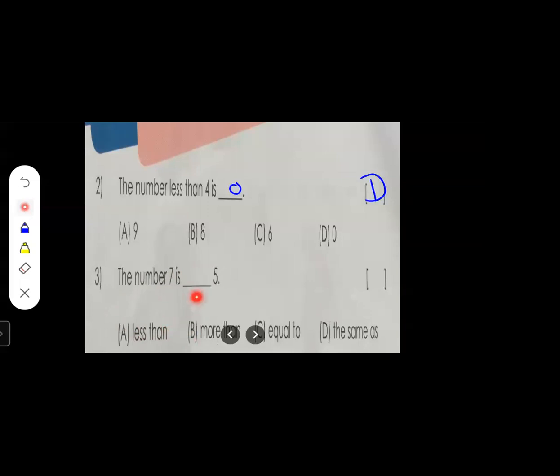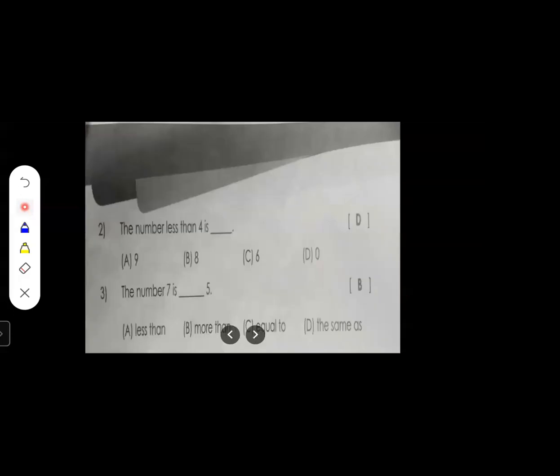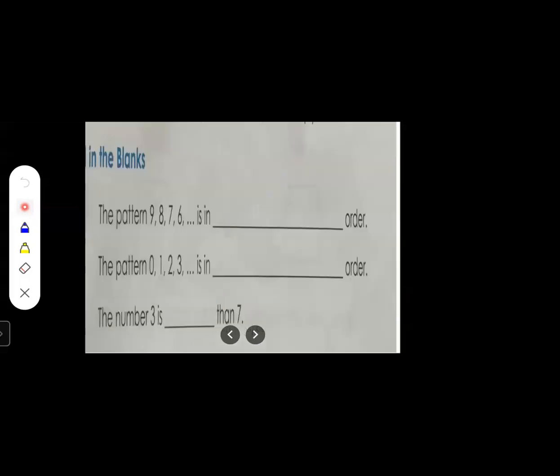The number 7 is more than 5. So here we are going to write B, more than 5. So see here, D, 0, and over here B, more than 5. Okay. Now students, just now we have seen multiple choice questions.